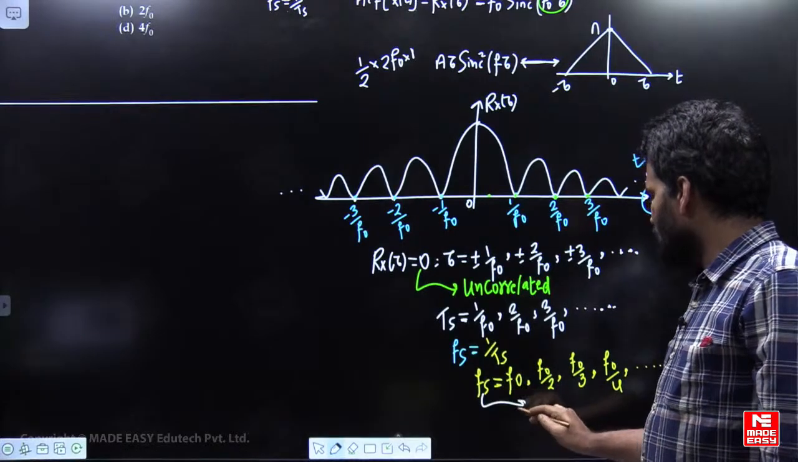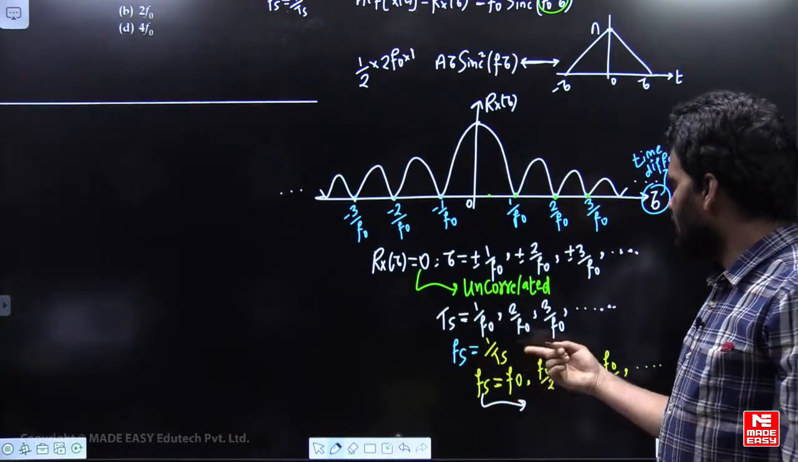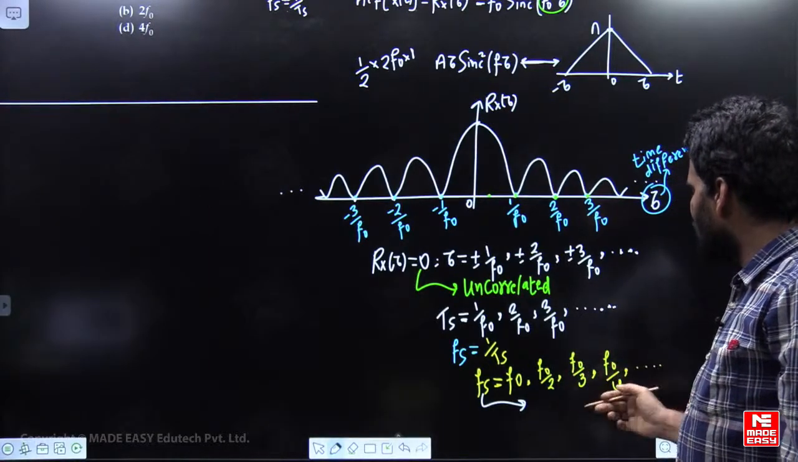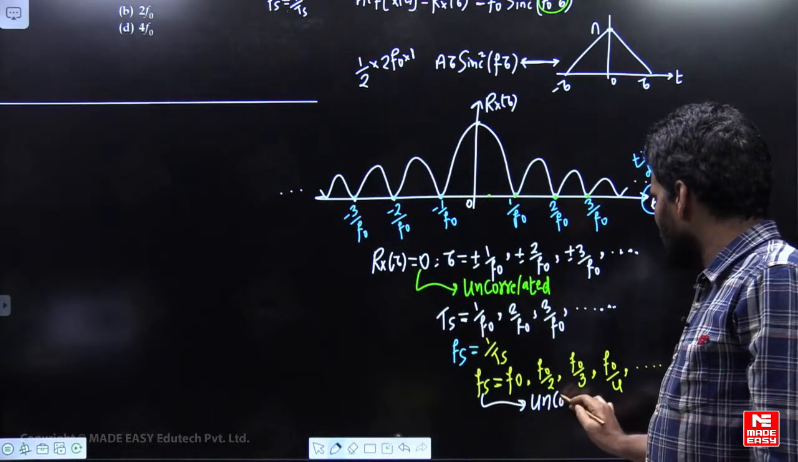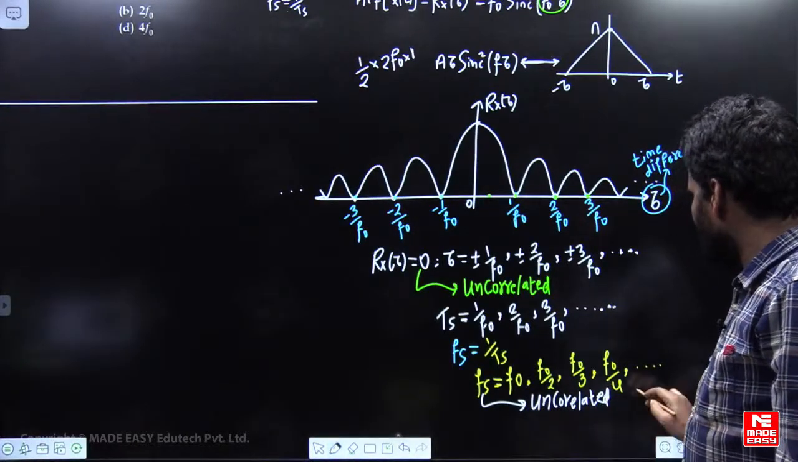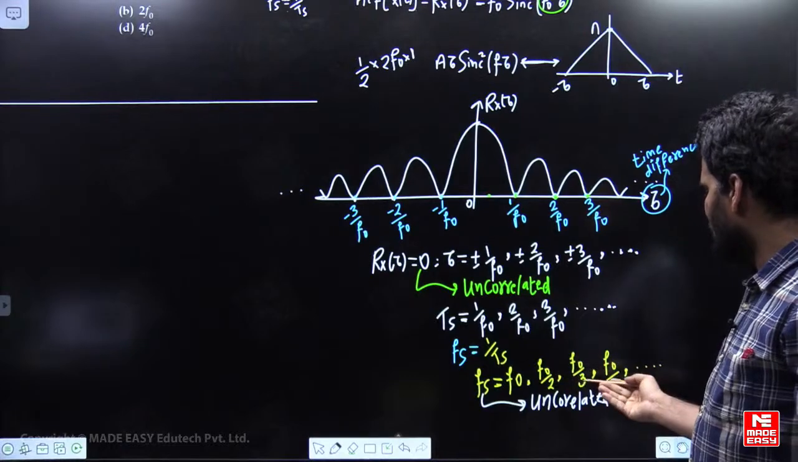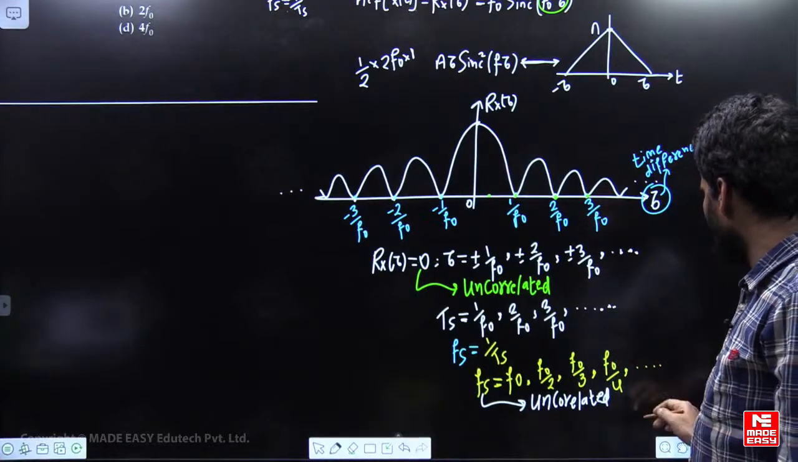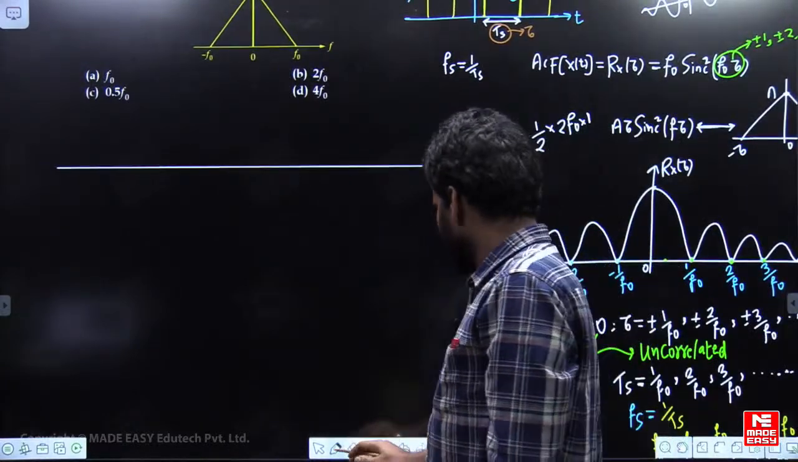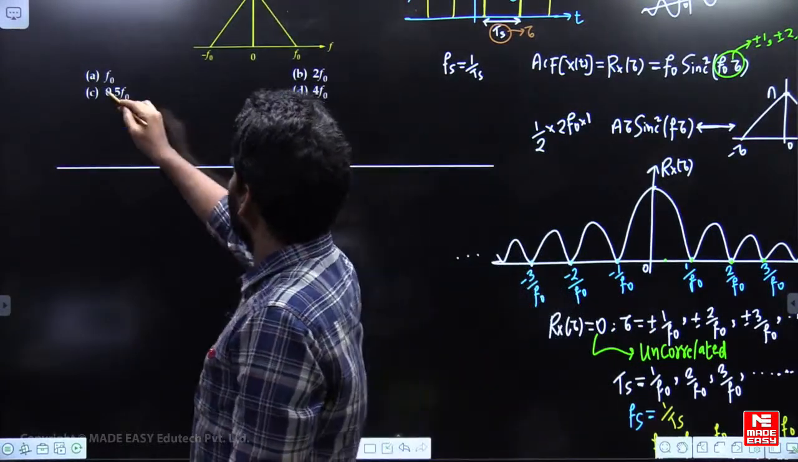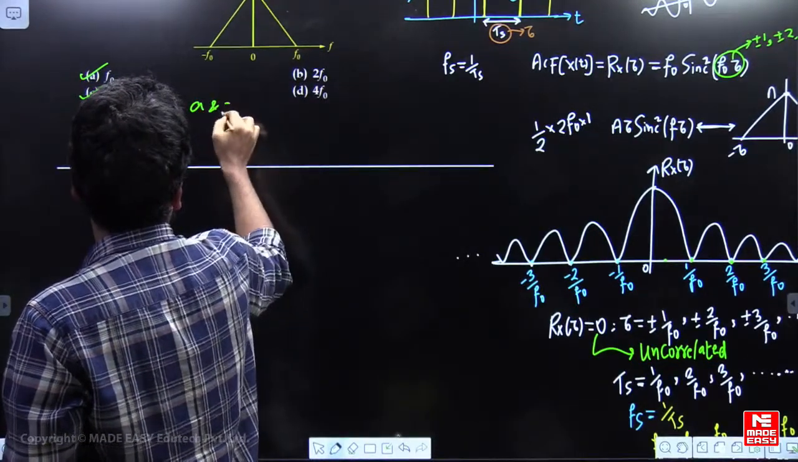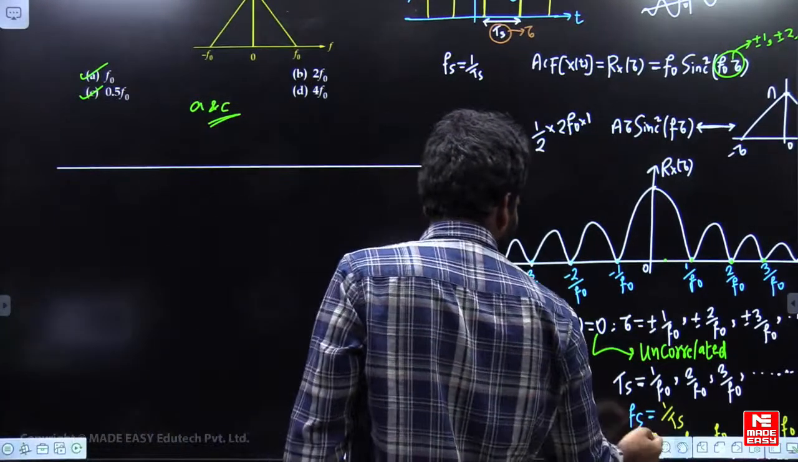With this, if you sample the random process with the sampling rate of f naught, 0.5 f naught, 0.33 f naught, 0.25 f naught, the corresponding sample points will be uncorrelated. Then which option is going to be correct? F naught, 0.5 f naught, 0.33 f naught, 0.25 f naught. So B and D are incorrect, and A and C are going to be correct, like this.